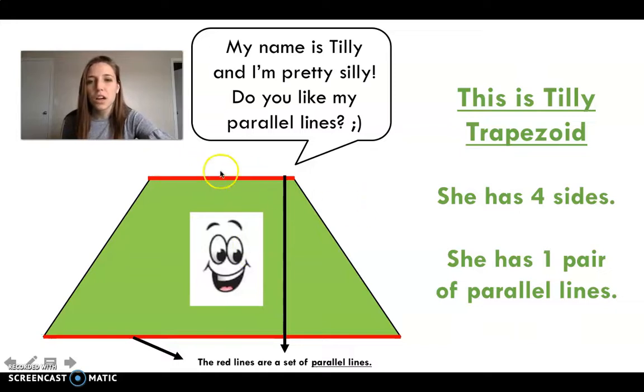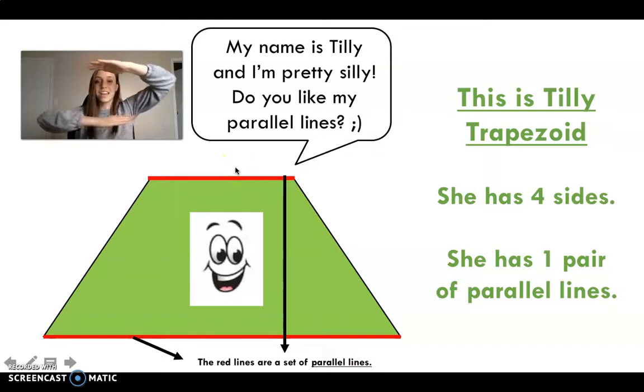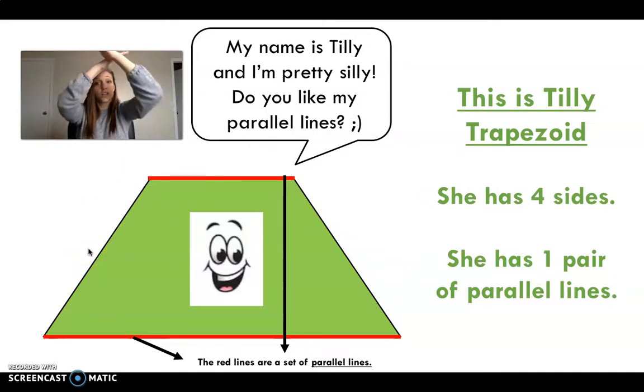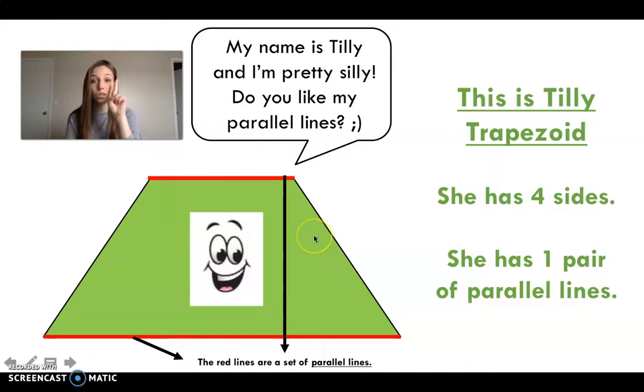Because if you look here, these lines that I highlighted in red, that's a set of parallel lines because, like I said, they're never going to touch each other. They're just going to keep on going. But if you look at these two, this line and this line, eventually they're going to end up crossing. So that is not a parallel set of lines. Only this one. So she only has one set of parallel lines.